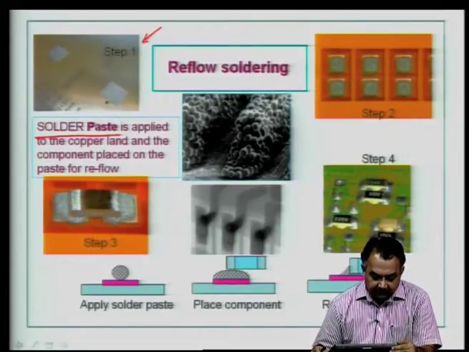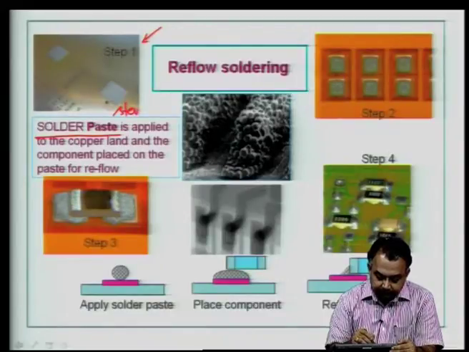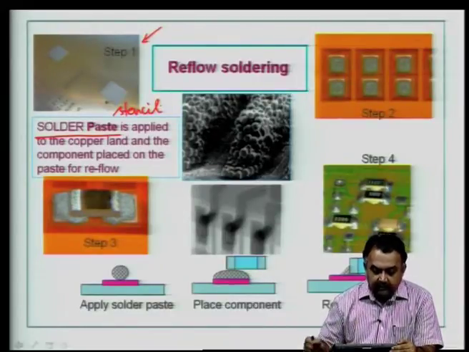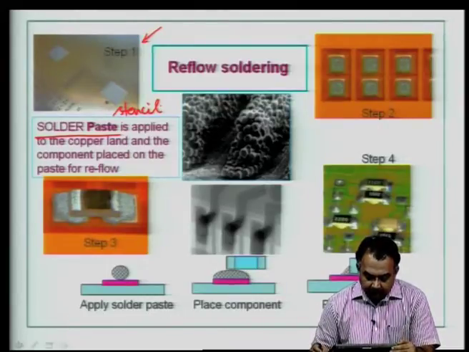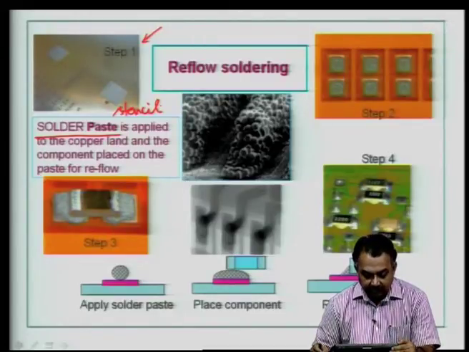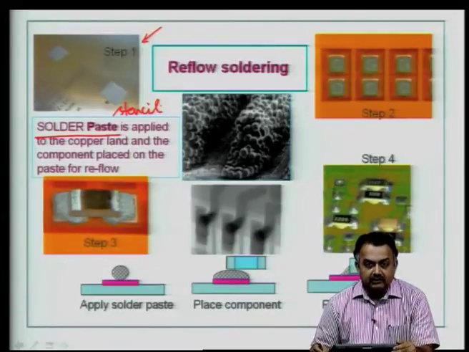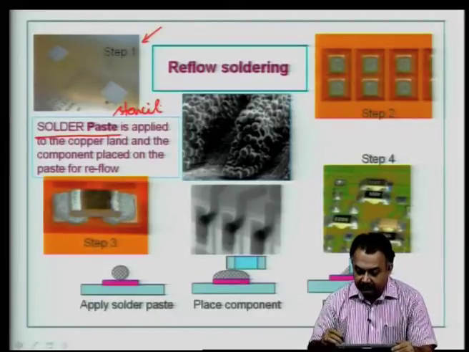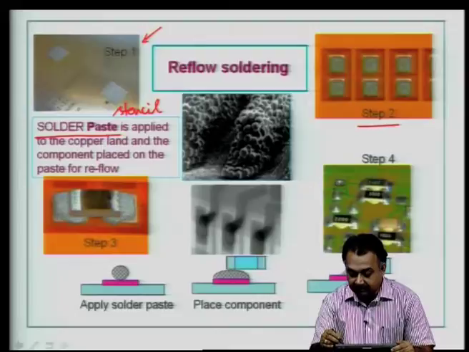So, solder paste is applied to the copper land, as you can see here. This is a stencil, and the footprint is available on the stencil. The solder paste is supposed to be squeezed through during the stencil printing process through these perforations, which represent the copper lands. Now, in step 2, as you can see, this stencil printing process is completed.